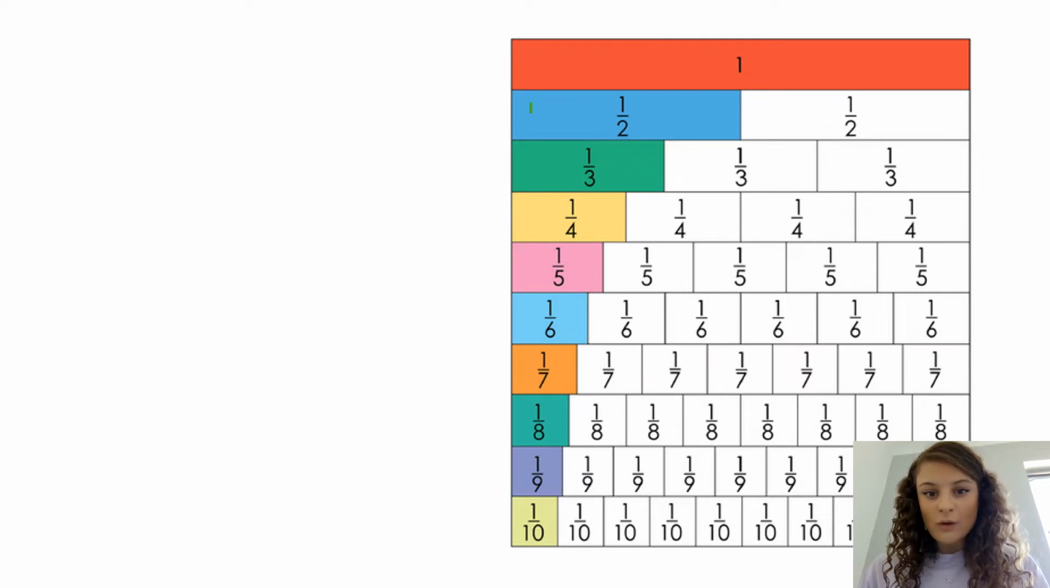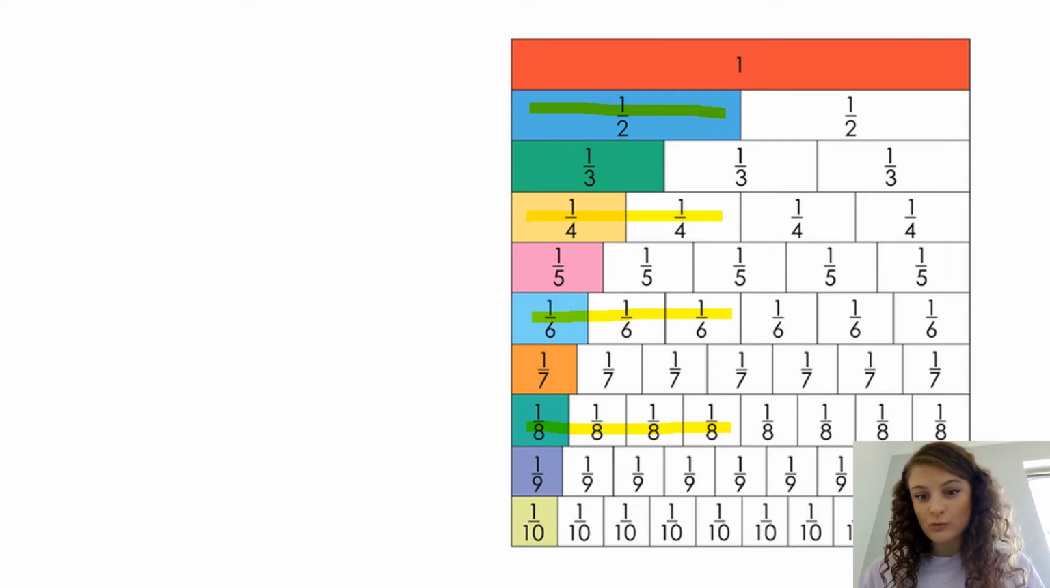So I can see 1/2 and 2/4 are equivalent because they take up the same amount of space on the fraction wall. I can see that 1/2, 2/4 and 3/6 are equivalent because they all take up the same amount of space on the fraction wall. I can also see that 1/2, 2/4, 3/6 and 4/8 are all equivalent because again they all take up the same amount of space.